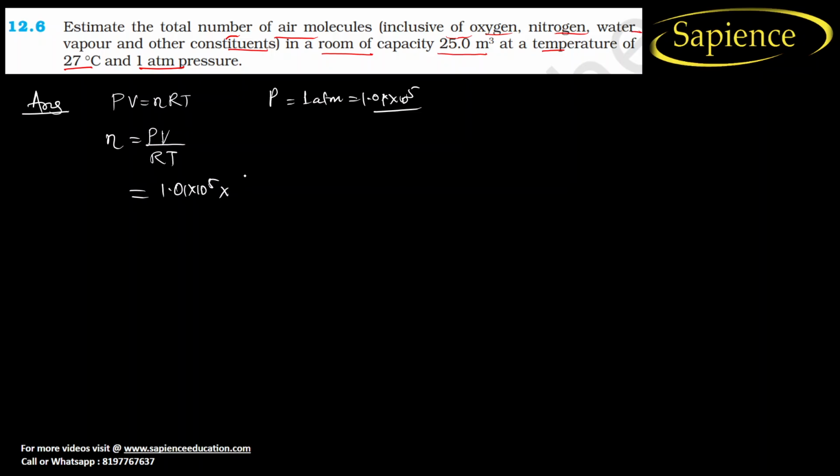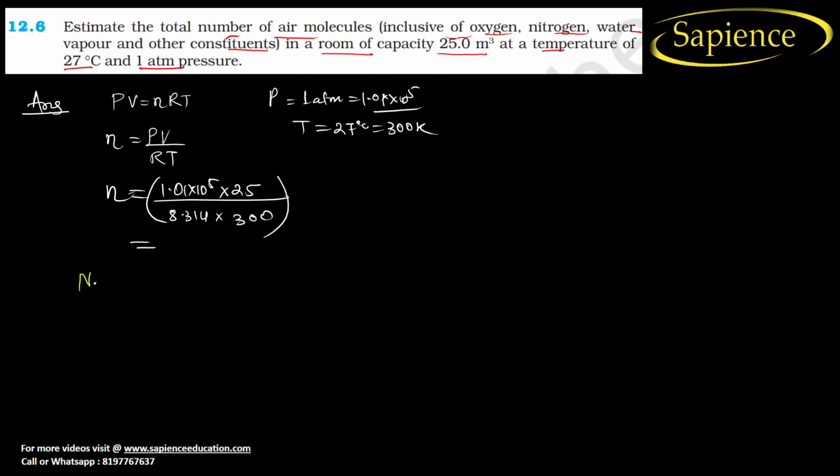Now the volume is 25 meter cube, which is already in the standard unit, divided by R, which is 8.314, into temperature. The temperature is 27 degrees Celsius, which means 300 Kelvin, so put the value 300 Kelvin here. Then only we can get the values. Now see, we have got the number of moles. Now our target is to find the total number of molecules.